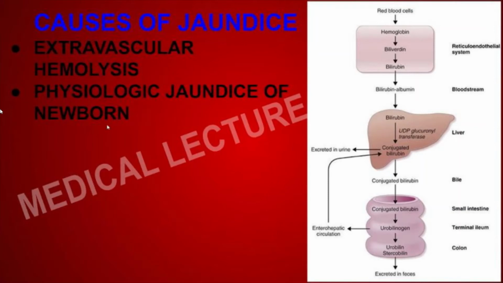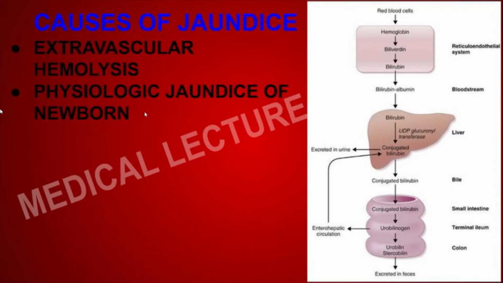Now in the newborn, there is a lower amount of this UDP glucuronide transferase enzyme. This enzyme is in a very low amount in the newborn babies. So that's why the liver is not able to conjugate the bilirubin. That's why again in this jaundice, there is increment in the unconjugated bilirubin in the body.